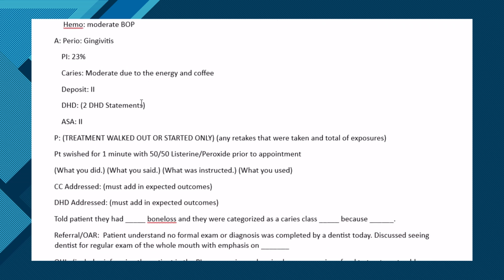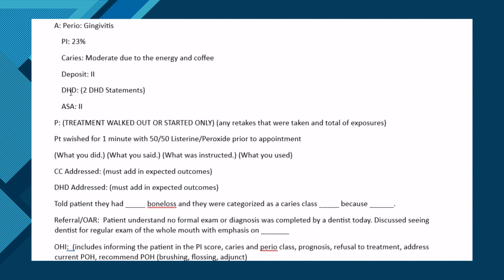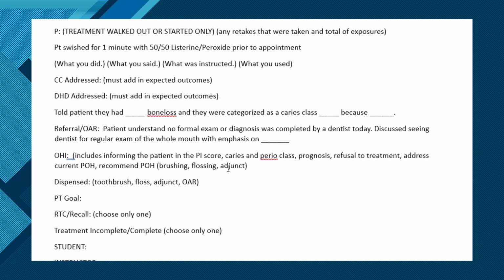The DHDs, I'm not going to go into it in this presentation. You guys are just learning about that, but this is where you would put your statements. So now we're going to get down to P. Our P is our plan, our procedure, and you can see right here it says treatment walked out or started. This is what you basically completed on your patient.